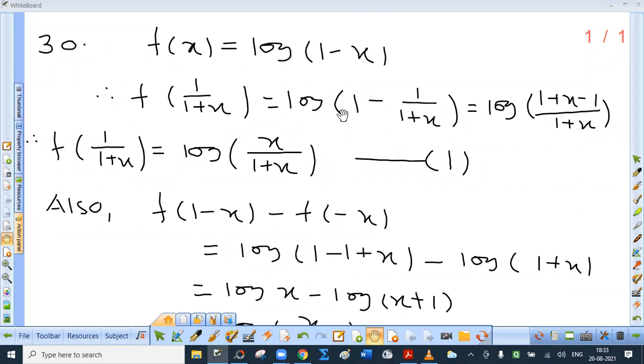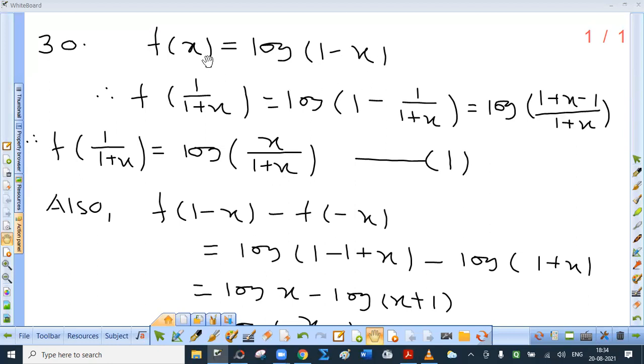LCM 1 plus x. Numerator 1 plus x minus 1, that is x. So this is 1. Now, what is f of 1 minus x? See, f(x) is log of 1 minus x. So whatever is written here, you have to subtract it from 1. Of course, log of 1 minus (1 minus x) is to be deducted. So minus 1 plus x. Minus f of x is log of 1 minus x.